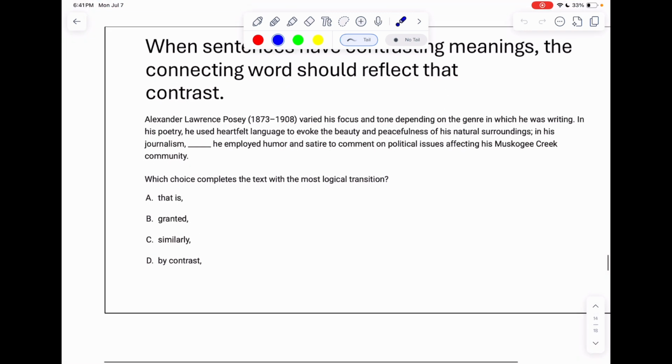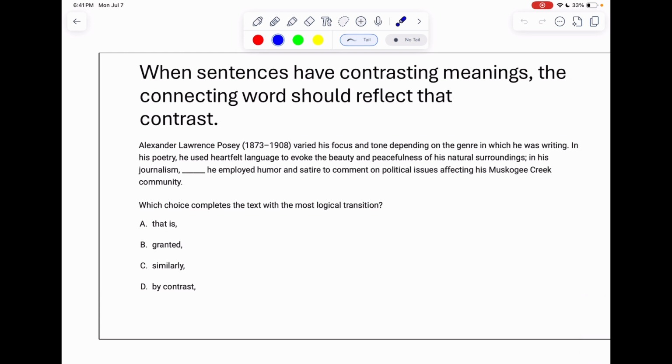Let's give a read to this one. This one will have a contrasting transition word, and we'll see why. It says: Alexander Lawrence Posey, 1873 to 1908, varied his focus and tone depending on the genre in which he was writing. In his poetry, he used heartfelt language to evoke beauty and peacefulness of his natural surroundings. In his journalism, he employed humor and satire to comment on political issues affecting his Muskogee Creek community. The question will always ask which choice completes the text with the most logical transition.